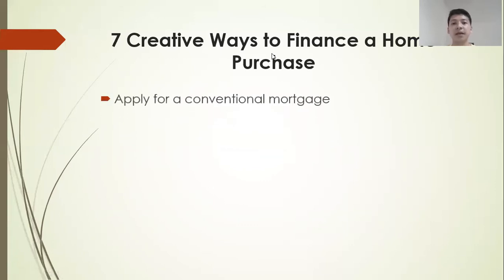First is apply for a conventional mortgage. Conventional mortgages are the most common home financing tool. Conventional mortgage lenders like banks and credit unions typically require you have a credit score of at least 620 and a debt-to-income ratio lower than 50%. Down payments can vary, but you'll likely need private mortgage insurance if you put less than 20% down.